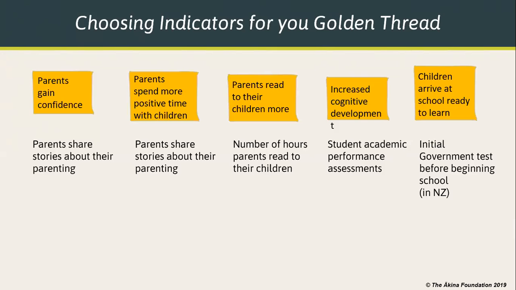Increased cognitive development is the academic record, and children arrive at school ready to learn. There we've got that initial government test before beginning school. So those are the outcomes that have the arrows linking to them, and if we collect data, then they're building out our story of the change and proving it.